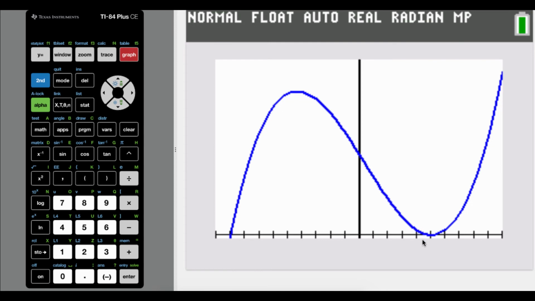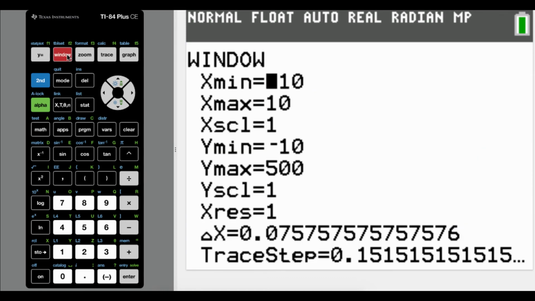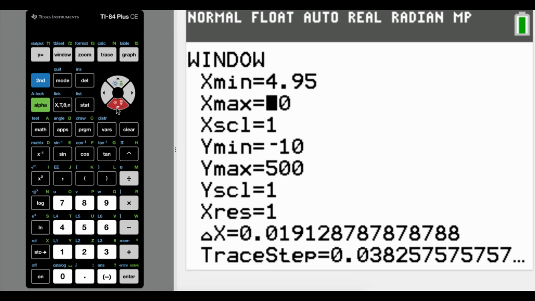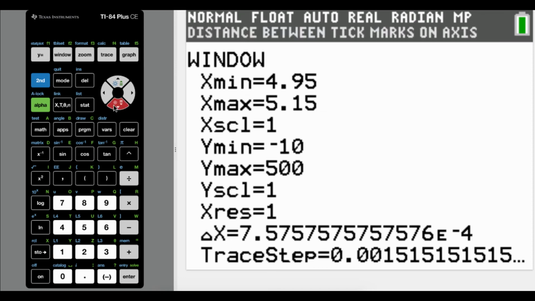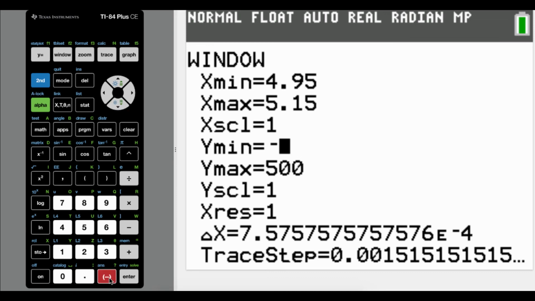Now I actually want to look a little bit closer at what's happening around this 5. I'm going to change my window. For my x minimum, I'm going to put 4.95. For my x maximum, I'm going to put 5.15. And then for my y minimum, I'm going to make it -0.1, and for my y maximum, I'm going to make it +0.1.